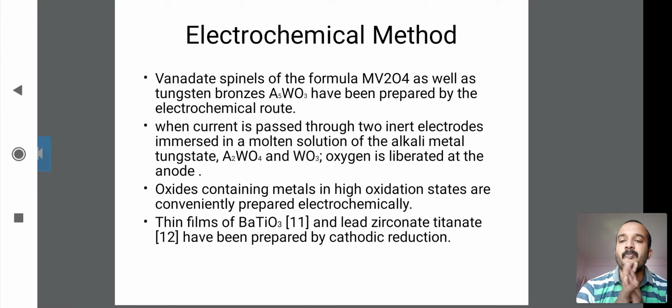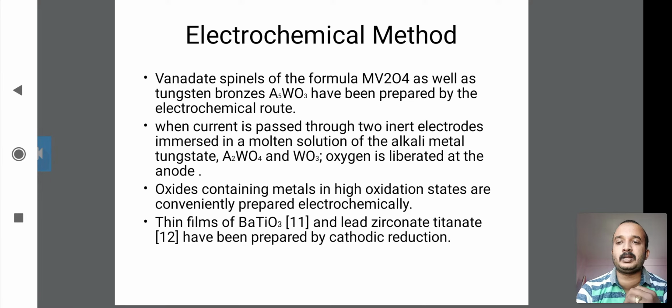Secondly, when a current is passed through two inert electrodes immersed in a molten solution of the alkali metal tungstate, that is A2WO4 and WO3, oxygen is liberated at the anode.